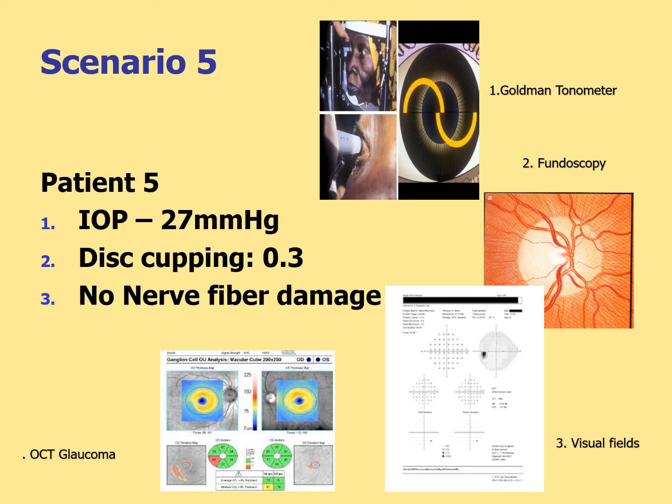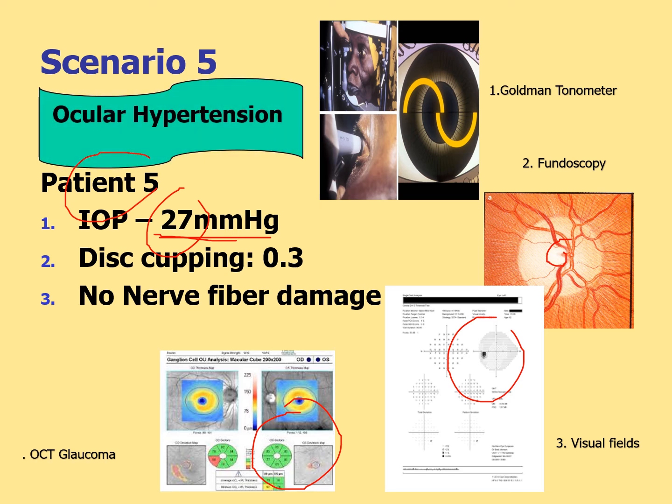Now patient number 5. Patient number 5 has got intraocular pressure of 27 mm of mercury. But look at the optic disc. Cup is very small, nearly about 0.3, and no damage on the visual fields and no damage on the OCT. So this patient doesn't show any clinical damage of the glaucoma, but has got the intraocular pressure which is much higher than the normal. So we label this patient as ocular hypertension.